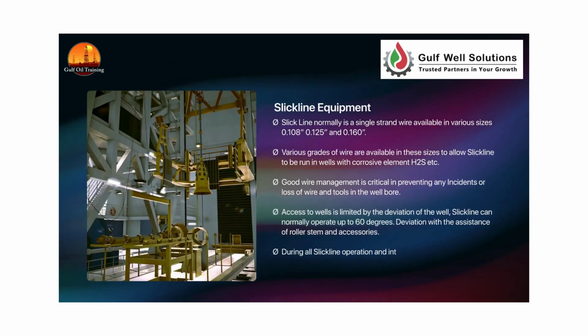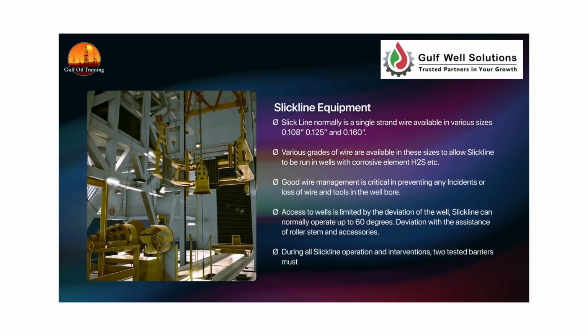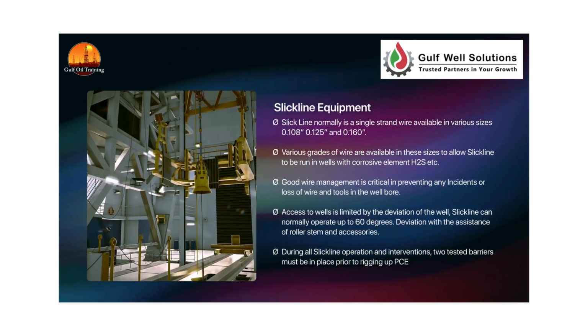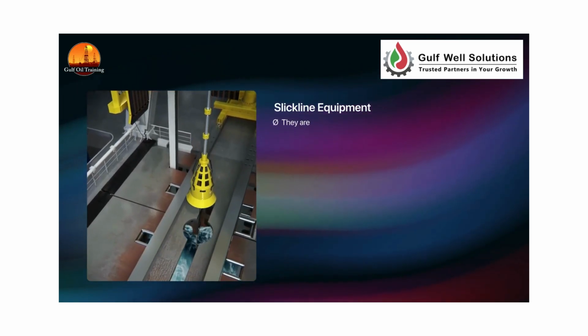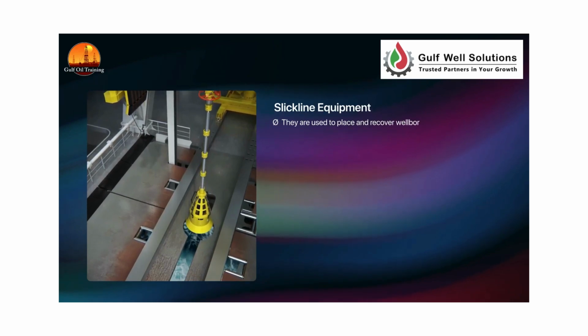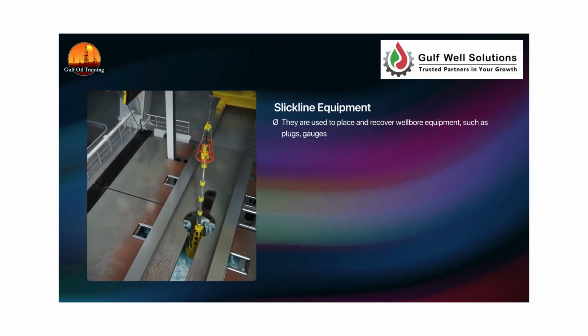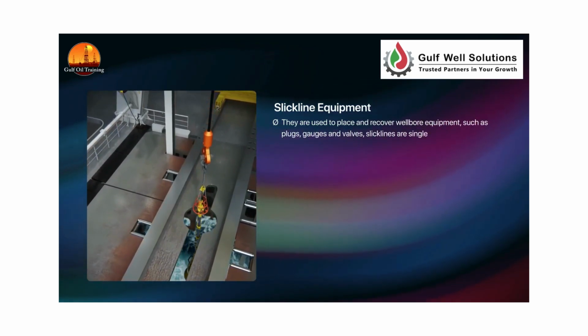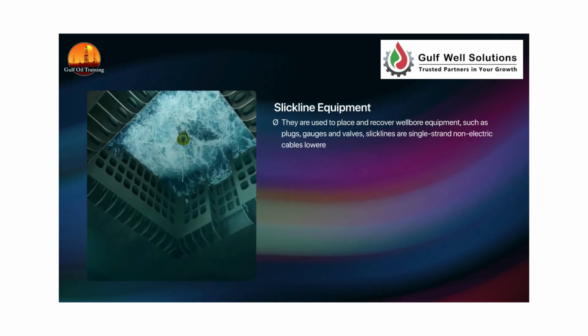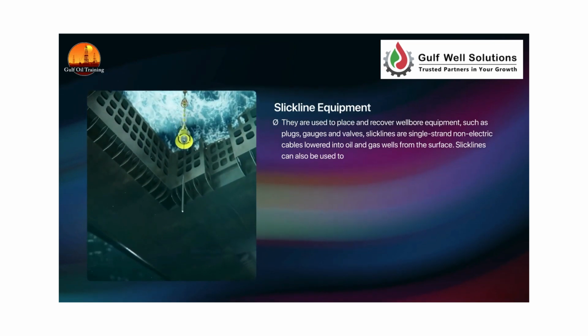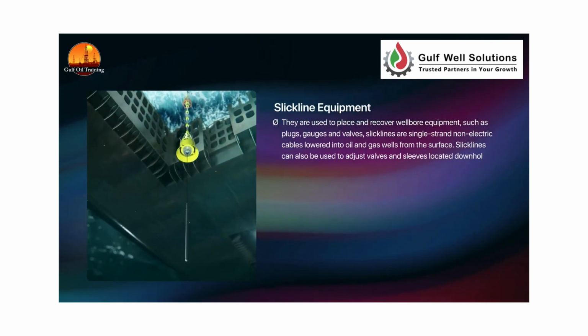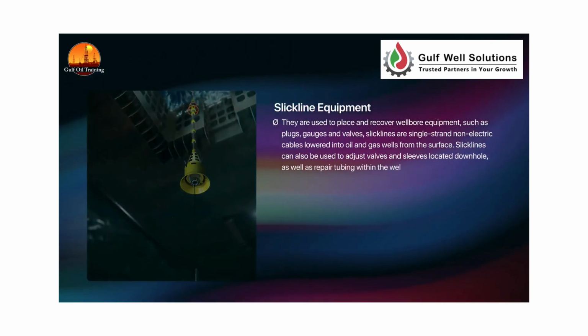During all slickline operations and interventions, 2 tested barriers must be in place prior to rigging up PCE, changing out tools and rigging down PCE. They are used to place and recover wellbore equipment, such as plugs, gauges and valves. Slicklines are single-strand non-electric cables lowered into oil and gas wells from the surface. Slicklines can also be used to adjust valves and sleeves located downhole, as well as repair tubing within the wellbore.